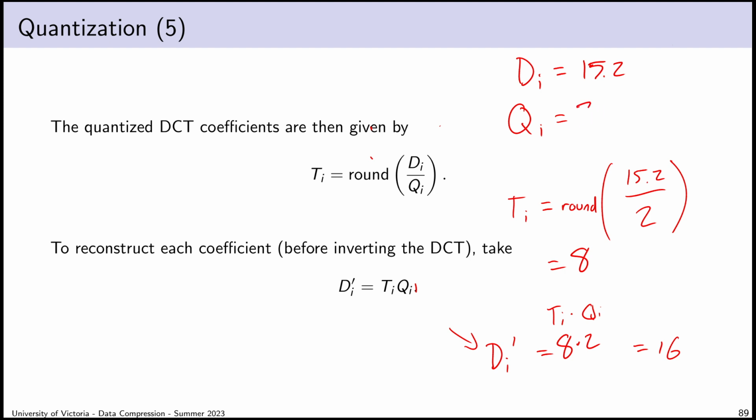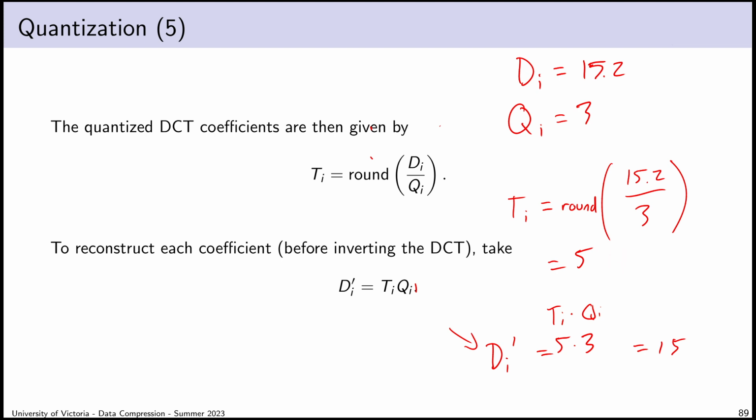Let's use a quantizer value of 3. If I divide 15.2 by 3 and round to an integer, that's going to be 5. So I'm sending the value 5. Again, notice the lower magnitude of the value. For the decompressor to recover the coefficient, it multiplies 5 times 3. And it just happens, by good luck, it gets the value 15. But I'm sending only the value 5.